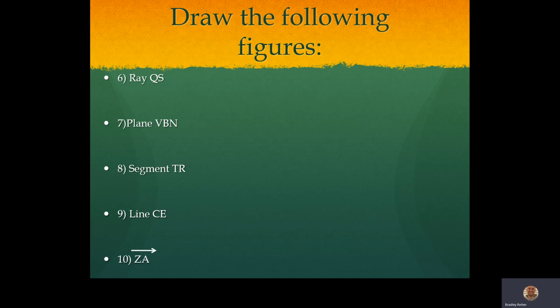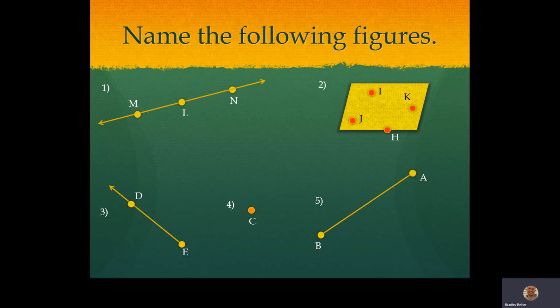Okay, number 7, we need to draw a plane. Plane VBN. That means that plane has 3 points on it, V, B, and N. And those 3 points better not be in a line. They better not be collinear. So let's go back and look at what a plane looks like. Look at number 2. That's what you need to draw. This is how you're going to draw a flat surface, and we're going to pretend it goes on forever. Then just randomly put 3 points on there, V, B, and N. Put them anywhere you want, in any order you want. Just make sure they're not in a line.